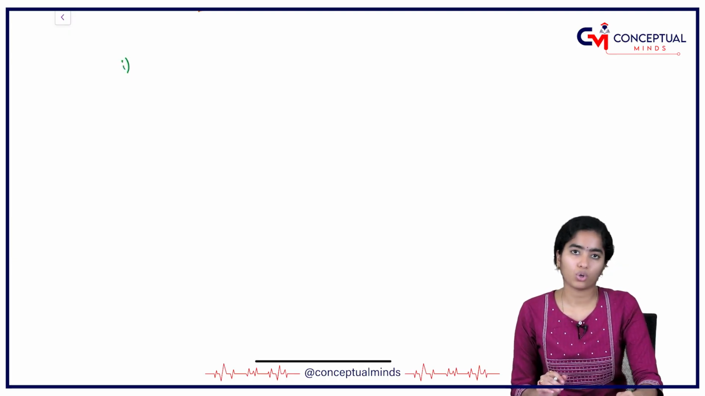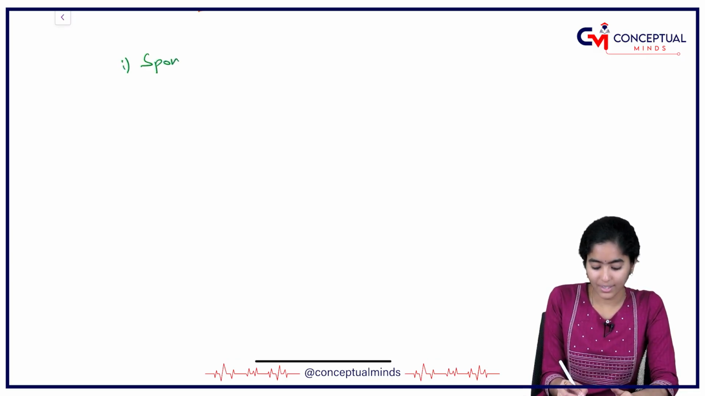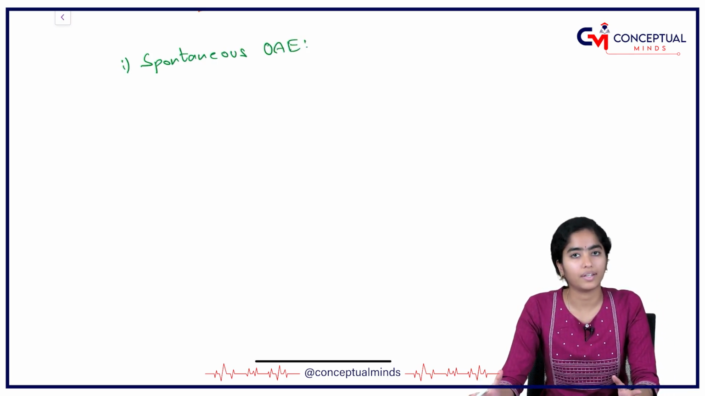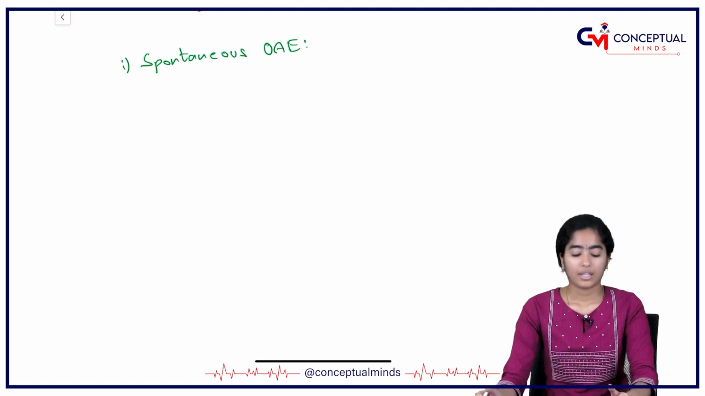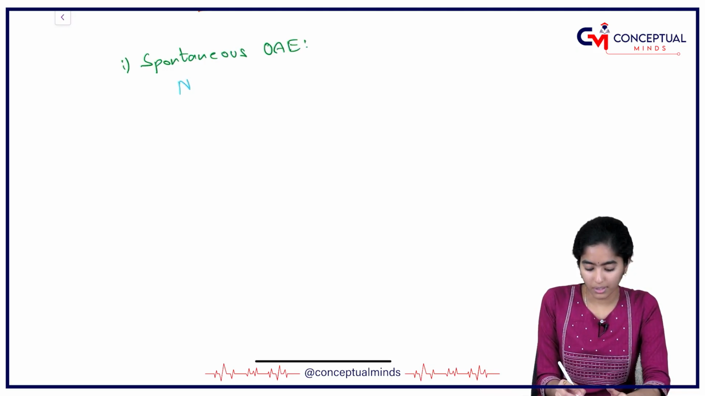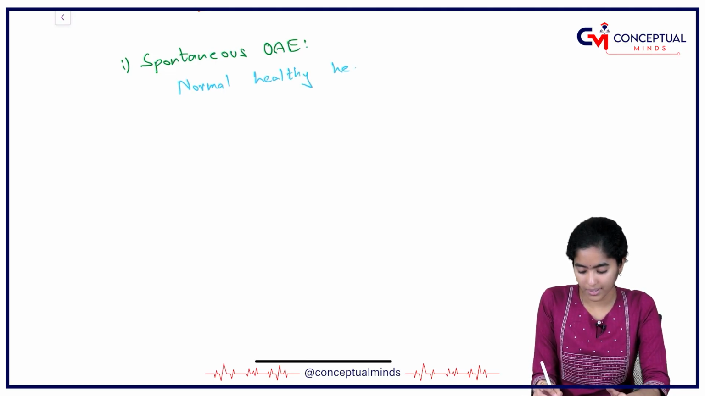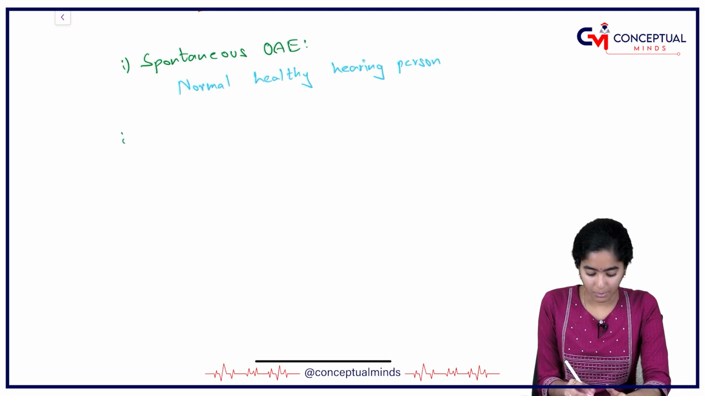There are two types of otoacoustic emissions broadly. The first one is spontaneous and next is evoked. Spontaneous otoacoustic emissions are present in a healthy normal hearing person when the hearing loss is not more than 30 decibels. These are spontaneous otoacoustic emissions that are present in a normal, healthy hearing person. These are always present.